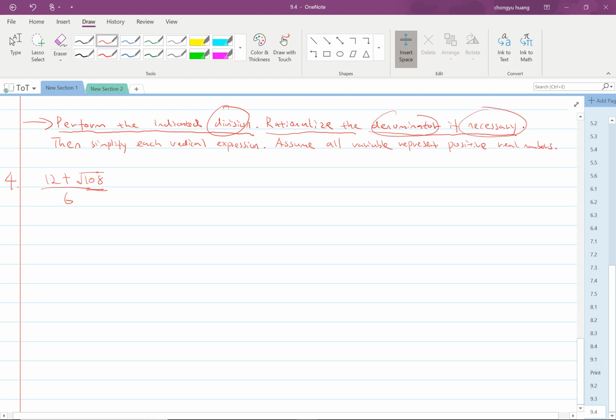And then we want to simplify each radical expression. We are assuming all the variables represent positive real numbers. What that means is that you are able to apply those properties all the time.